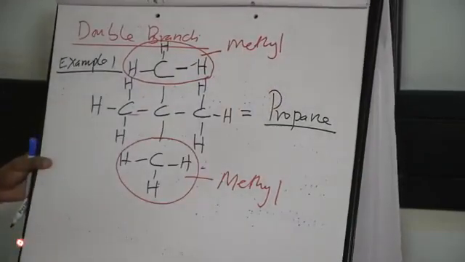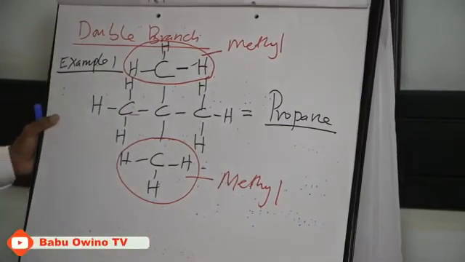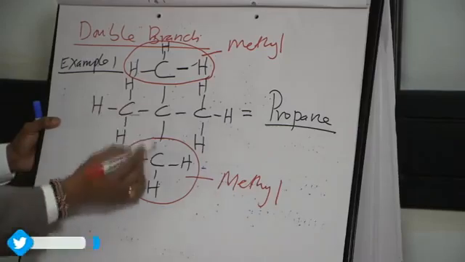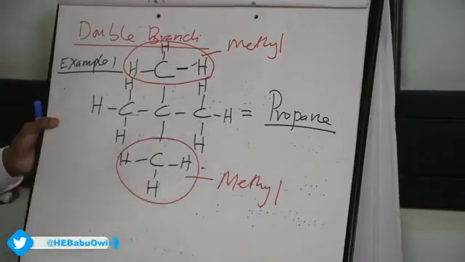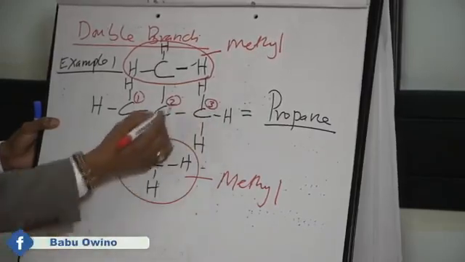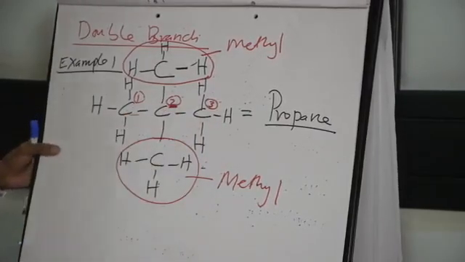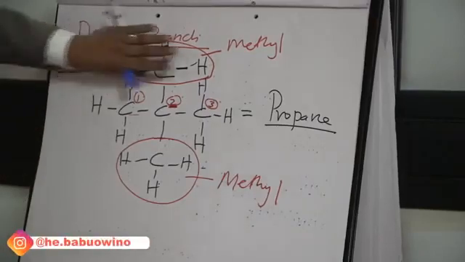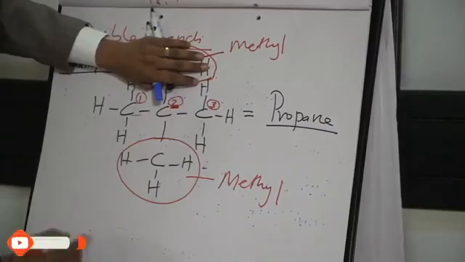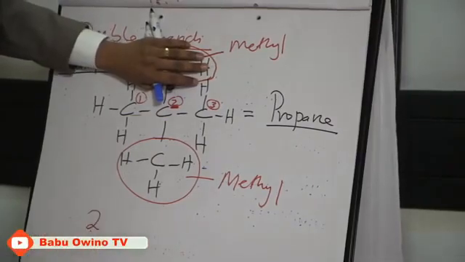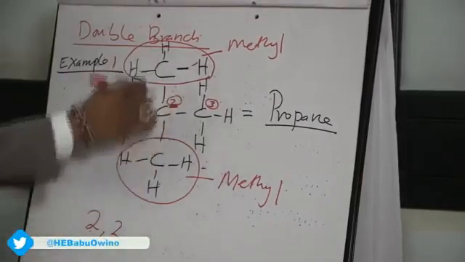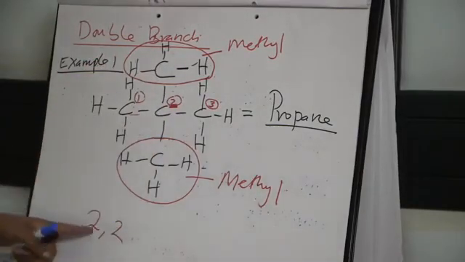Then step number 3, identify the number where the branch is, where the methyl group is making the branch. So this is 1, 2, 3. So it's making a branch on the 2nd carbon atom. Cover this, deal with this. So in naming you say 2. Again, cover this, deal with this. It is 2, 2. They are branching on 2, both of them. So you take care of them by saying 2, 2.